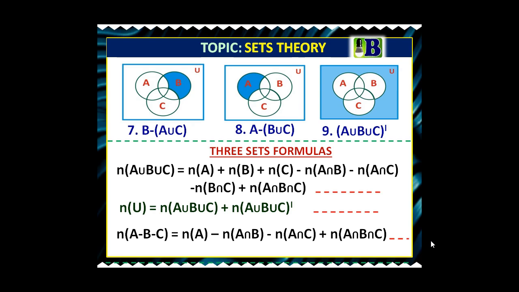So the number of elements of A minus open bracket B union C close bracket is equal to the number of elements of A. Then you move to the aspect where they share connection, which is the intersection: minus A intersect B, then minus A intersect C, then plus the intersection of the three sets. So this formula is mainly used to calculate the number of elements in set A only. If you want to use it to calculate for B, you just have to interchange the parameter. Anywhere you see A, you put B. If you want to use it to calculate for C, you also do the same thing.